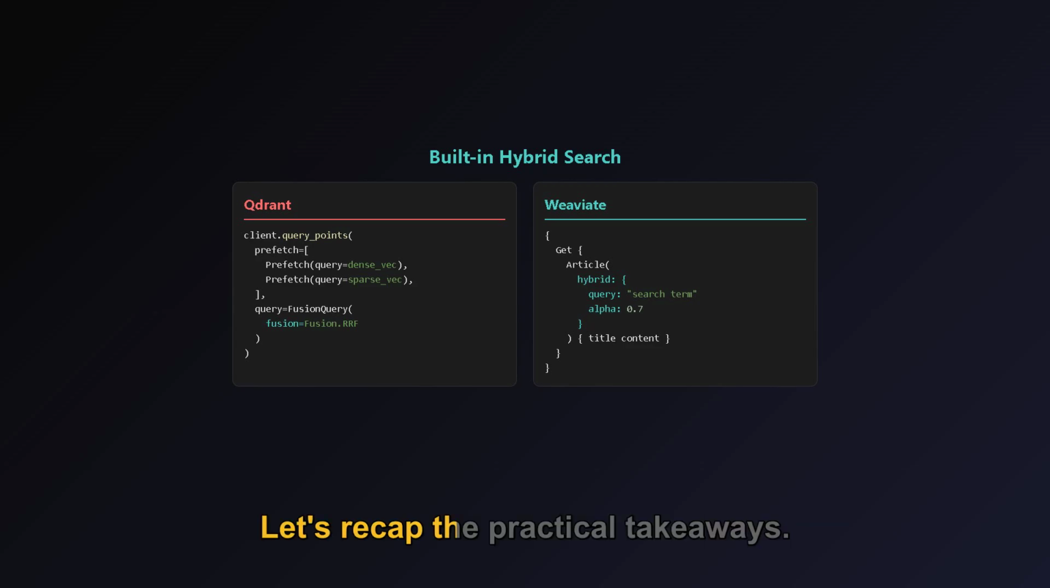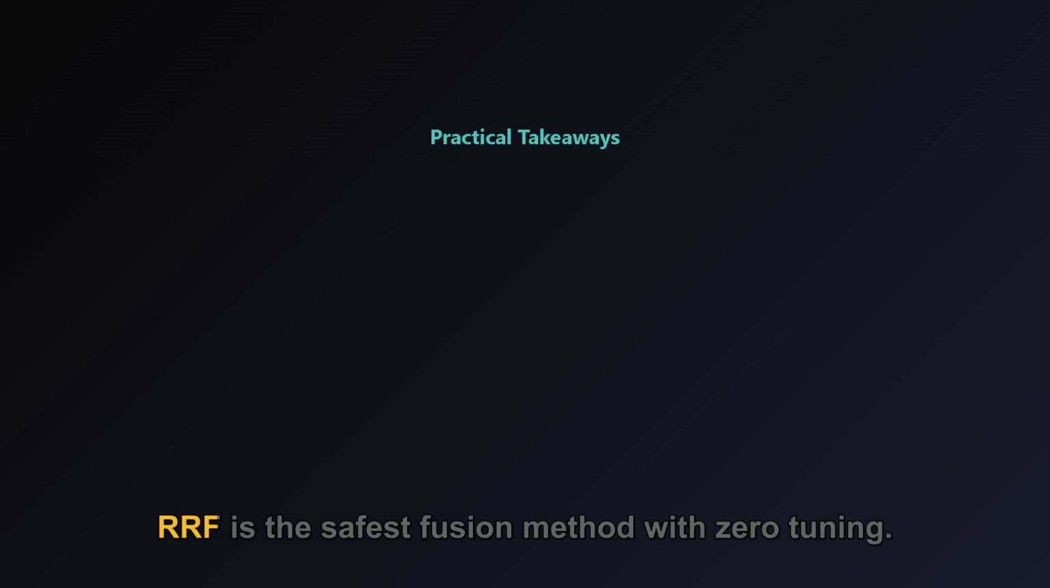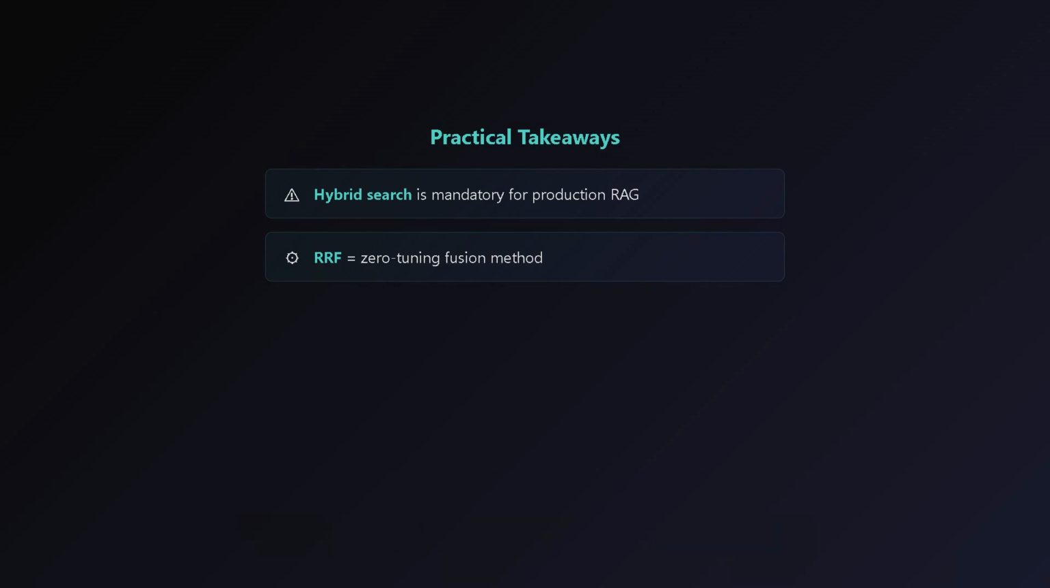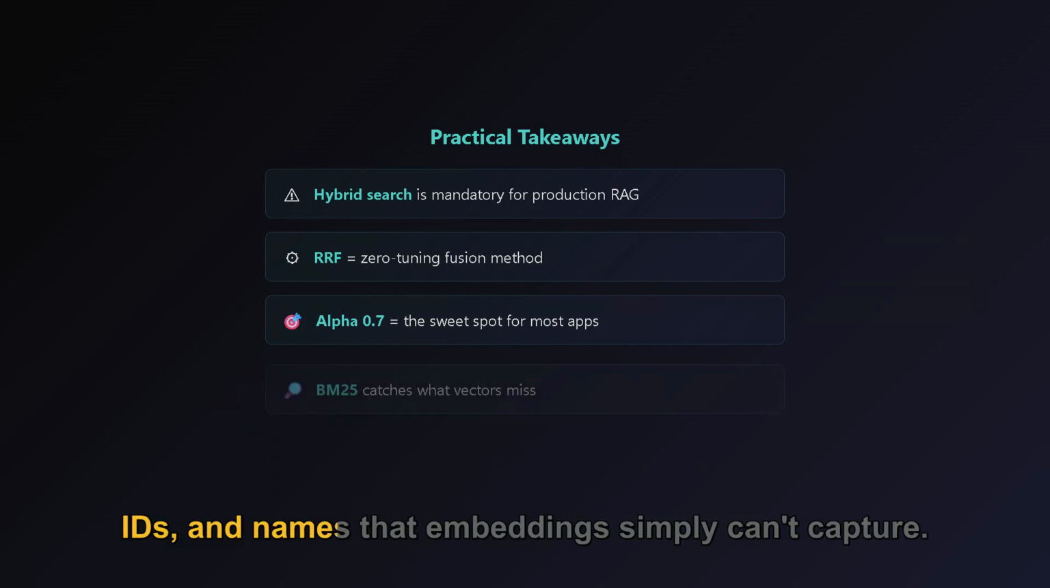Let's recap the practical takeaways. Hybrid search is mandatory for production RAG. Pure vector will miss exact matches. RRF is the safest fusion method with zero tuning. Alpha 0.7 works for most applications. And BM25 handles the long tail of error codes, IDs, and names that embeddings simply can't capture.